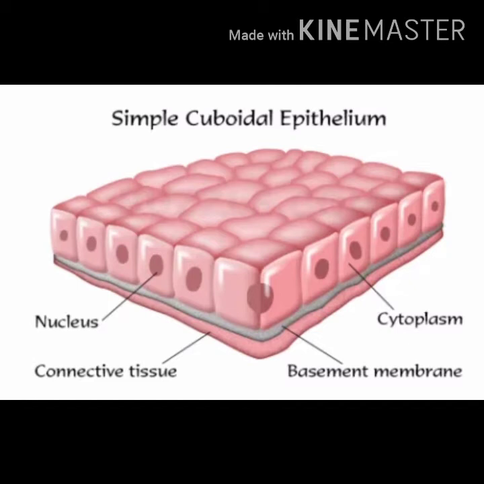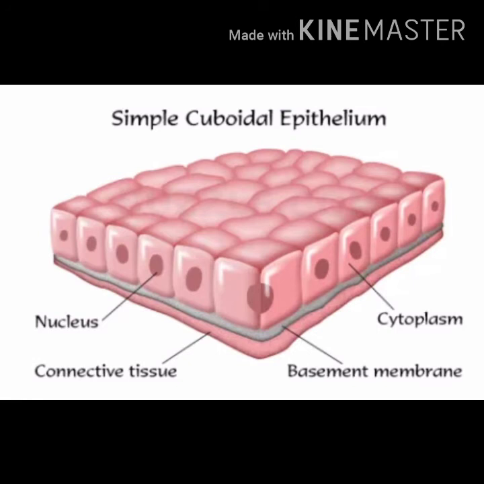Then what about the location? It is located in the lining of kidney tubules. Inside the kidney, a number of tube-like structures are there, that's the kidney tubules. Also the lining of salivary, pancreatic and sweat ducts. Duct means passage pipe. All the ducts are carrying something. Salivary duct carries the saliva. Pancreatic duct carries the pancreatic juice. Sweat ducts carry the sweat. So the lining of all these glands and ducts is by the cuboidal epithelium.